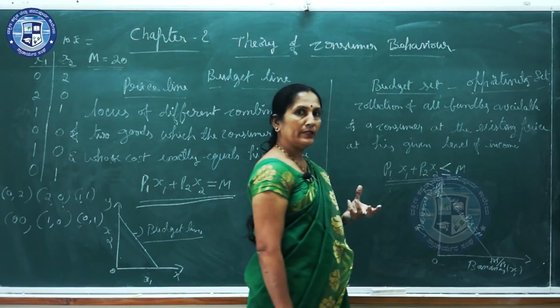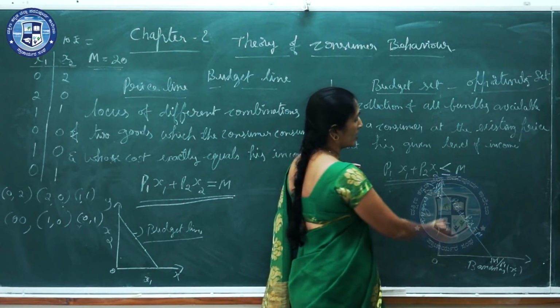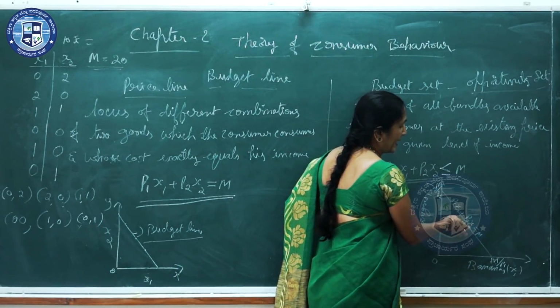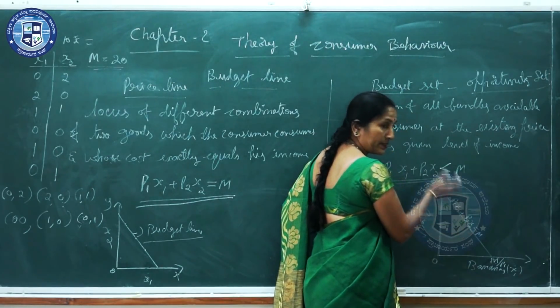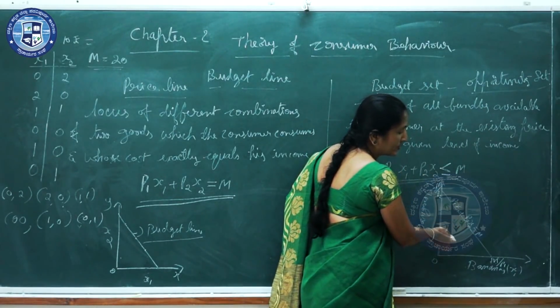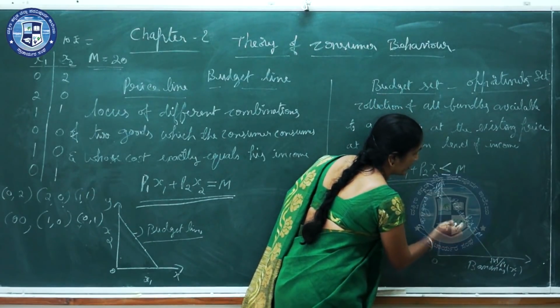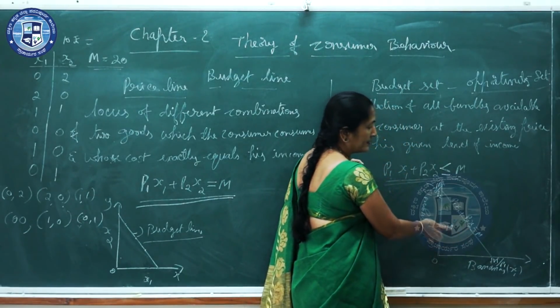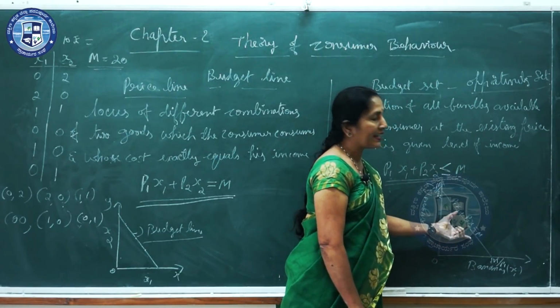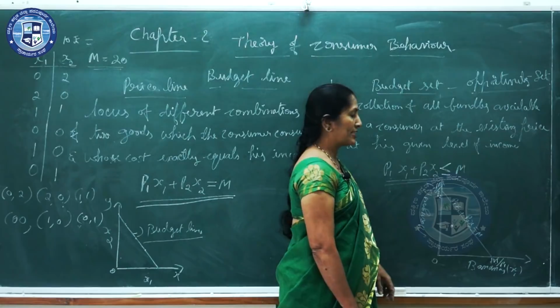And if the bundles are on the line, then it is called the budget line. So if the bundles or combinations are on or below the line, it is called the budget set. If the bundles are on the line, then it is called the budget line.